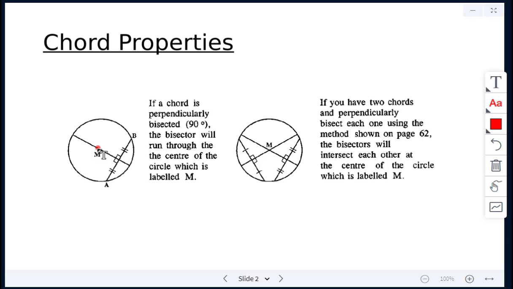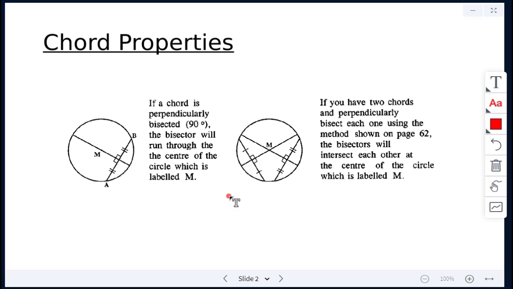So in this case, it is labeled M. So if this chord gets perpendicularly bisected, there's 90-degree angles formed, and this bisector is going through that center of the circle labeled M. The other thing to note here is that these two lines now will be congruent. So from A to here is equal to from here to B. So basically AB has been cut right in half.